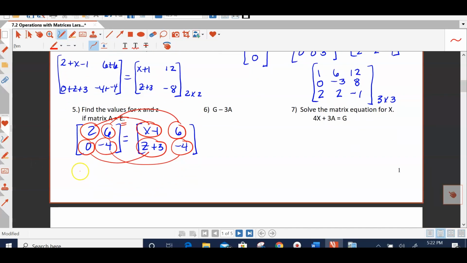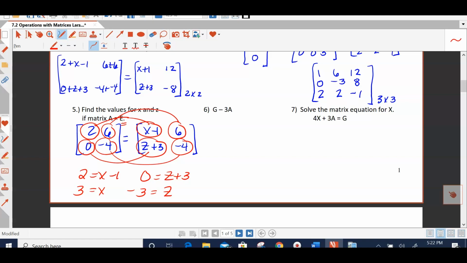Now we just need to set 2 equal to x minus 1 and 0 equals z plus 3 in order to find the values of x and z. Well, when I solve this for x, I get x equal to 3 because I have to add 1 on the other side. And when I solve this one for z, I get z equal to negative 3 because I have to subtract 3 on the other side. Sorry, I got twisted up on that one.